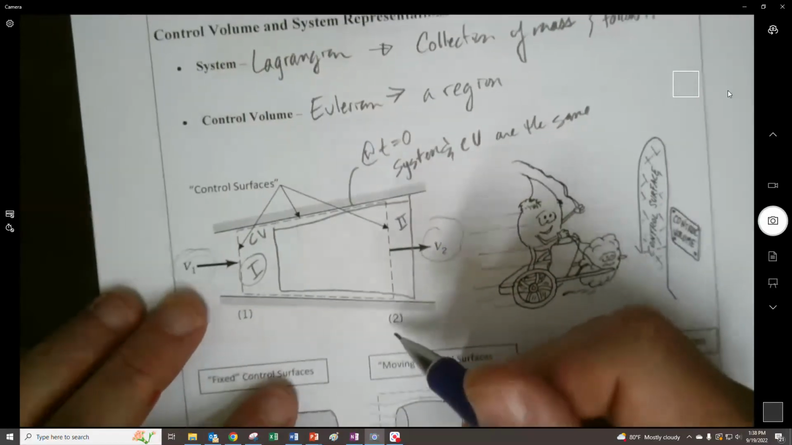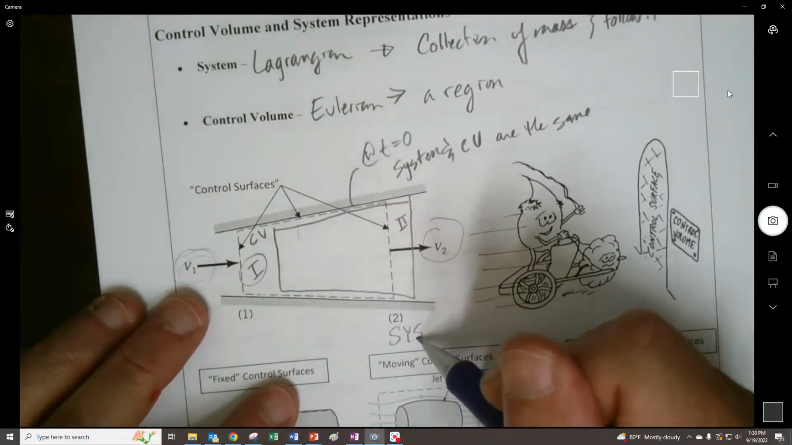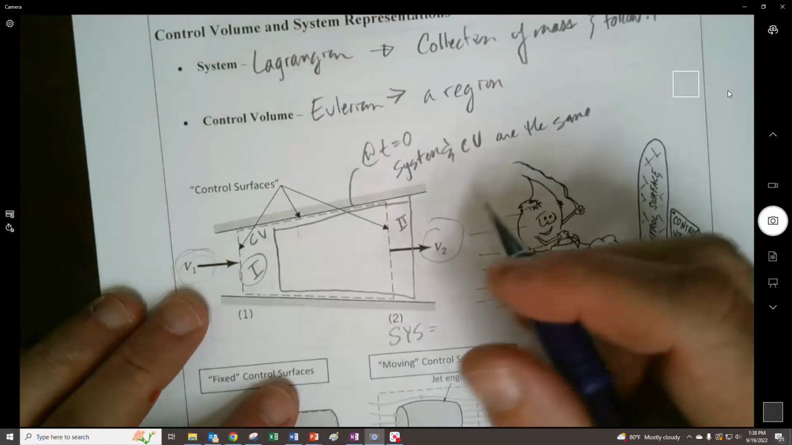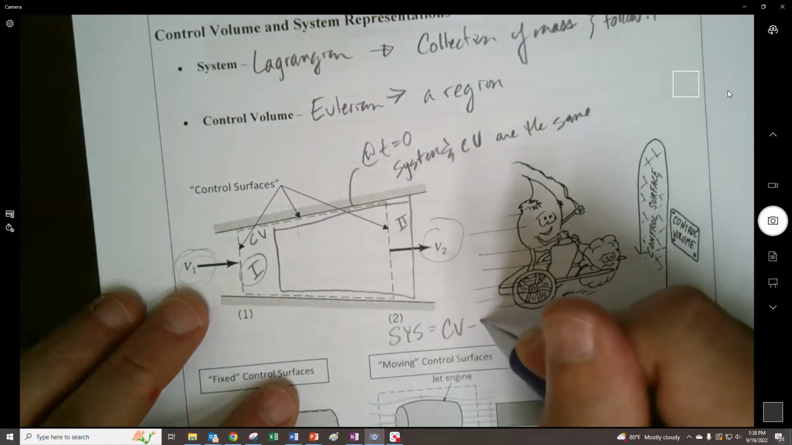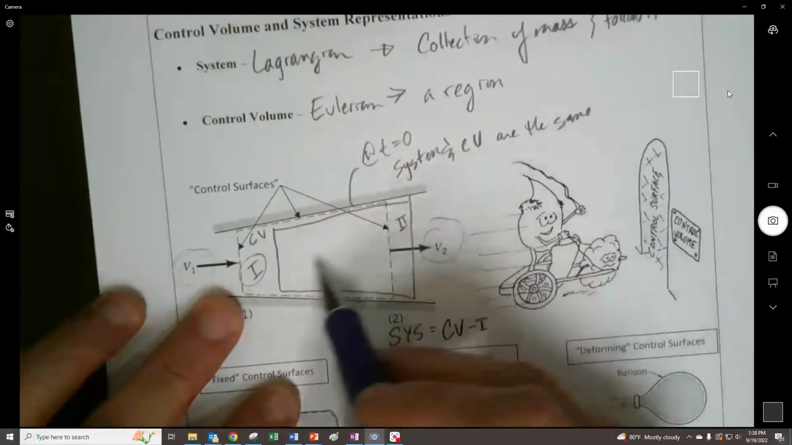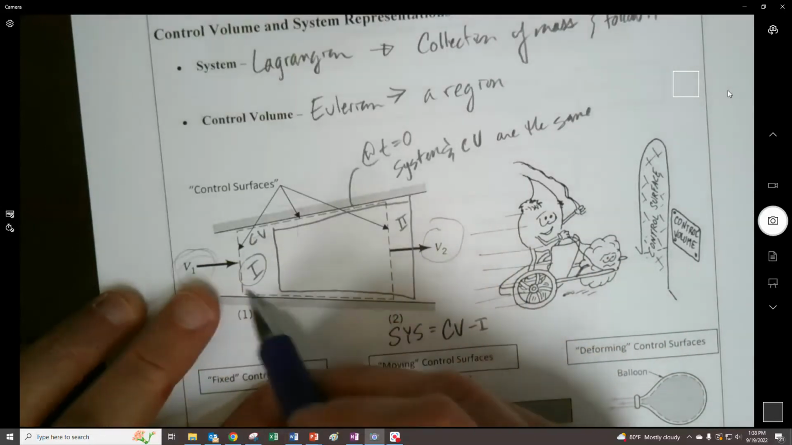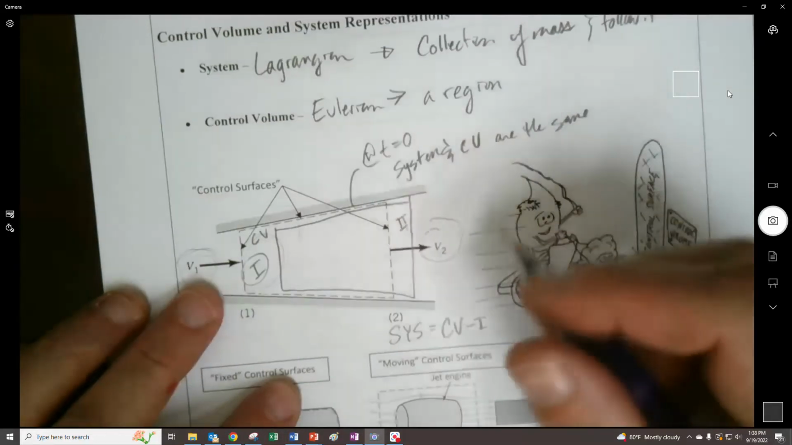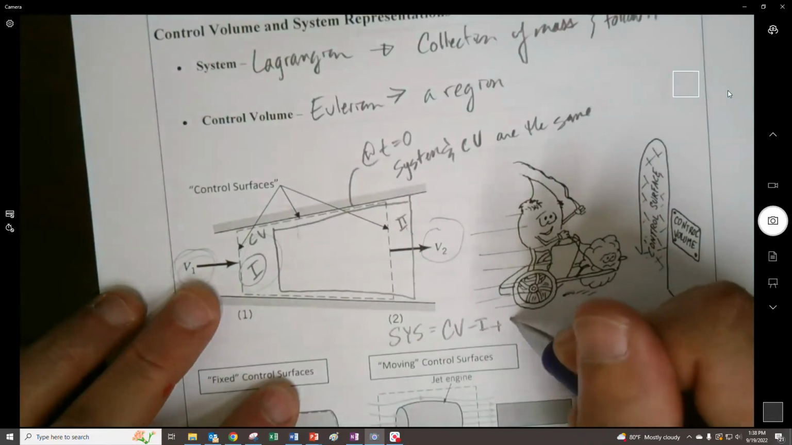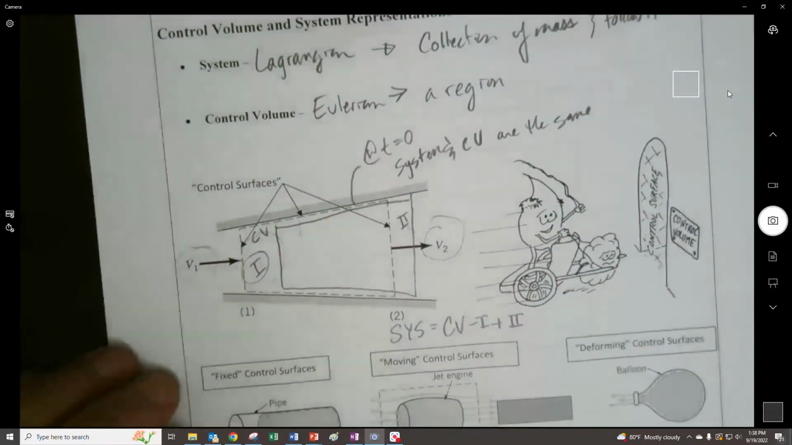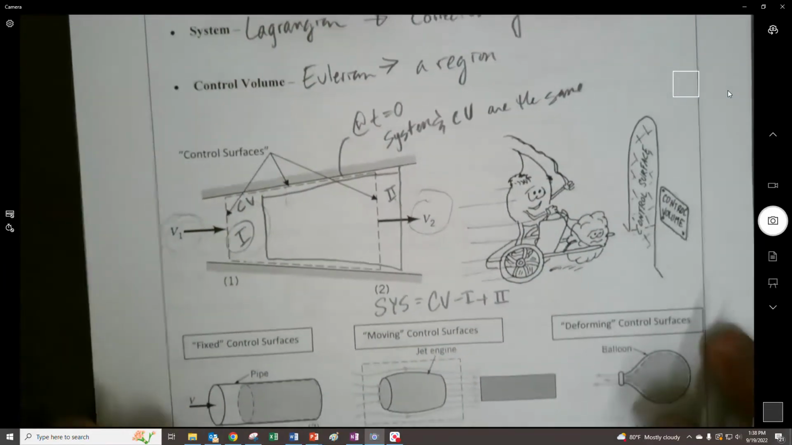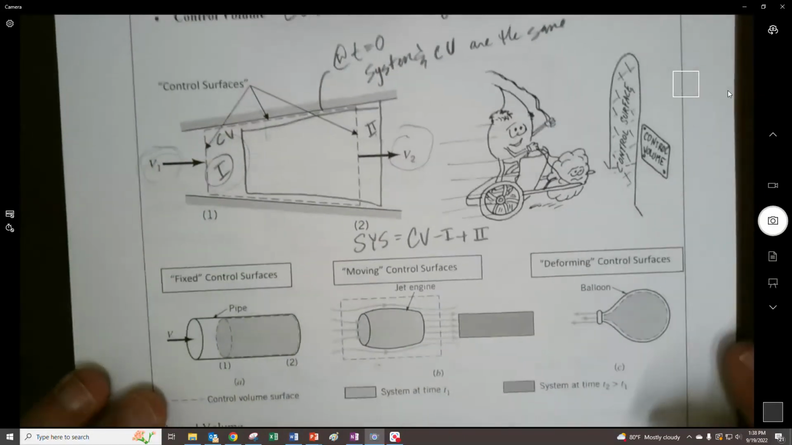So we write that the system, which is the entirety of the mass, is the control volume minus the mass that has left in that region, but now we have to include the stuff that has come out of the control volume. I guess just leave it at that.